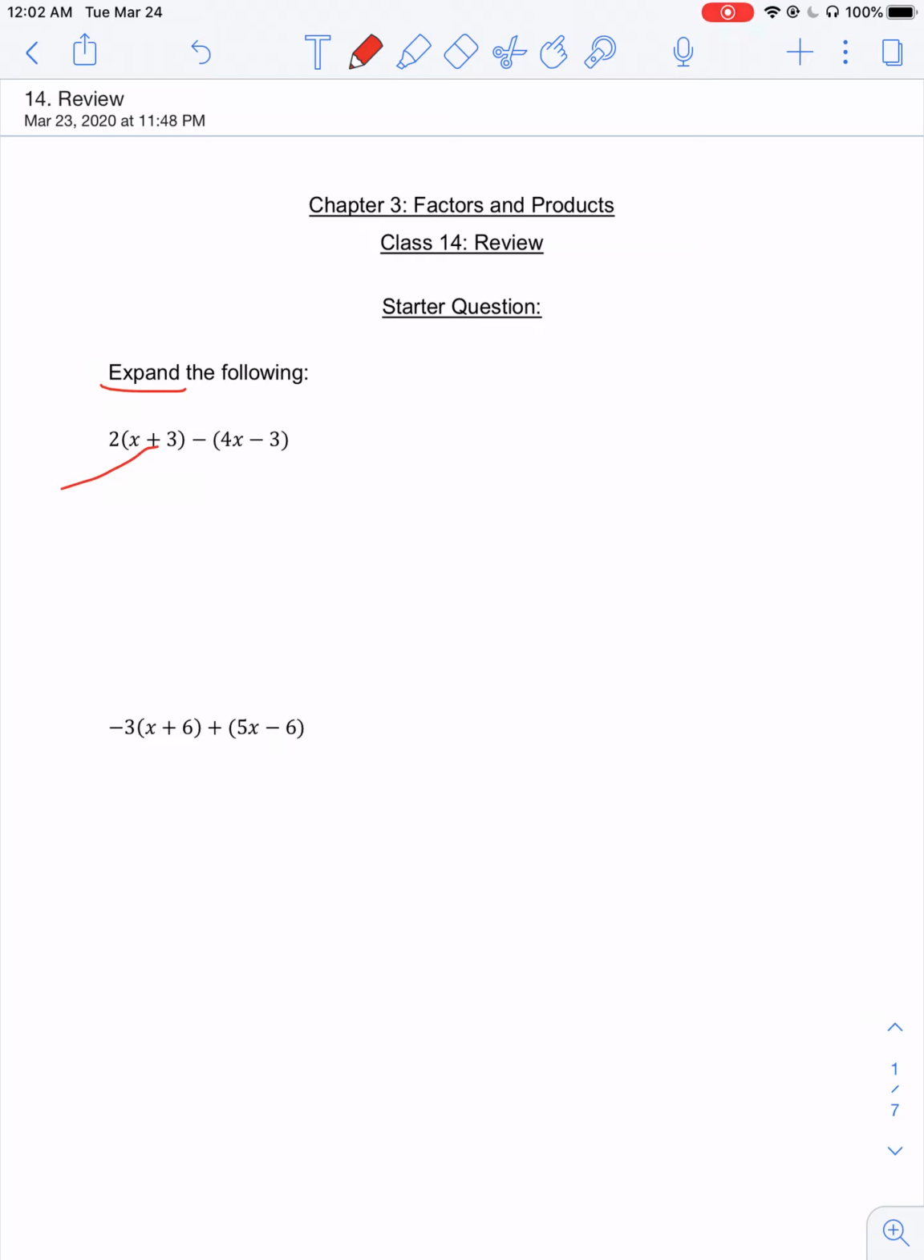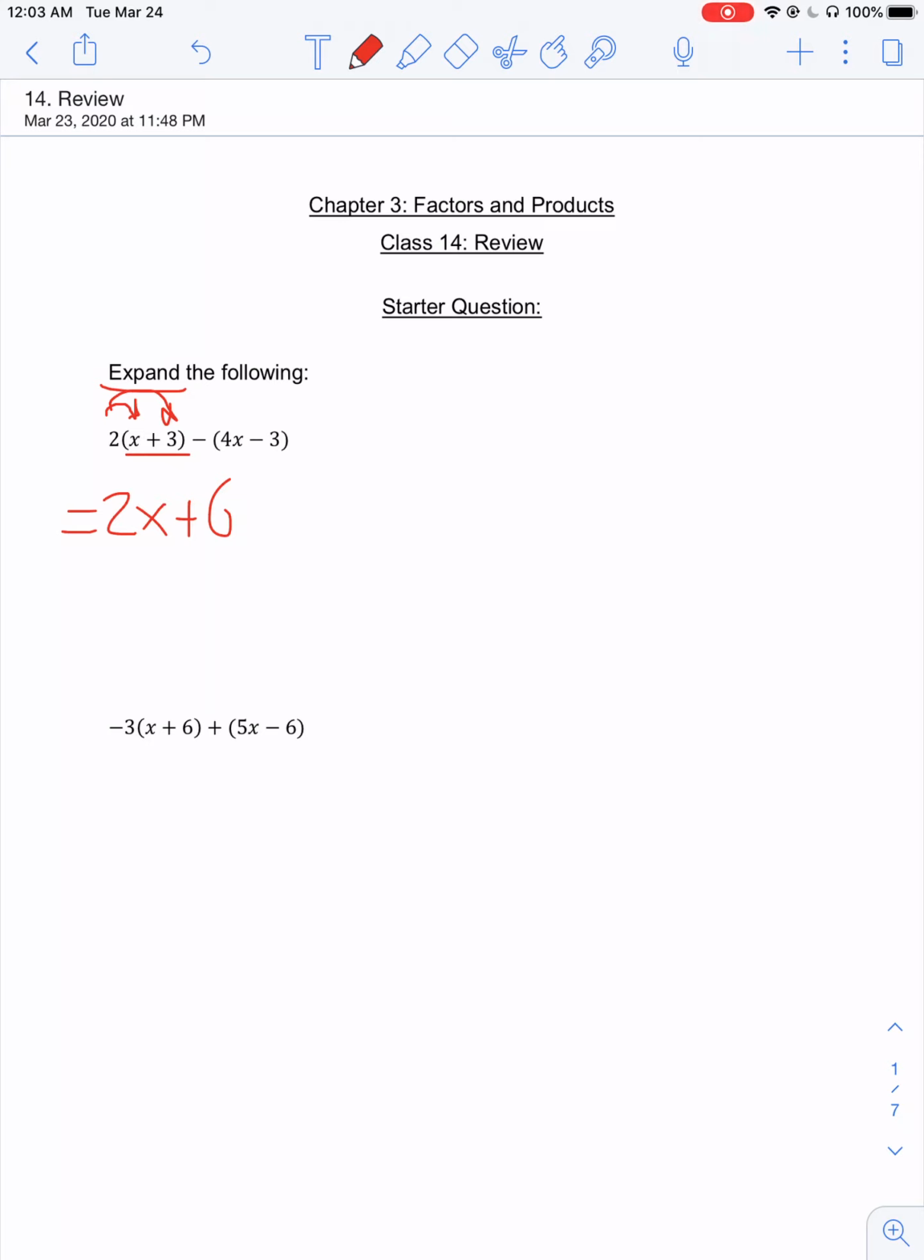Remember, brackets means multiplication. So let's multiply whatever is on the inside by 2. So I'm going to have to multiply the x by 2, right? So let's distribute the 2 by 3. So let's do that. So if I multiply 2 by x, that becomes 2x. And then when I multiply 2 and 3, that becomes plus 6.